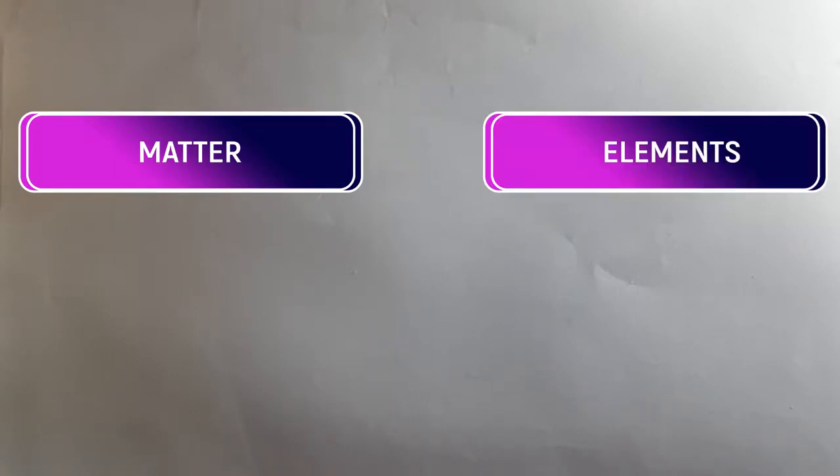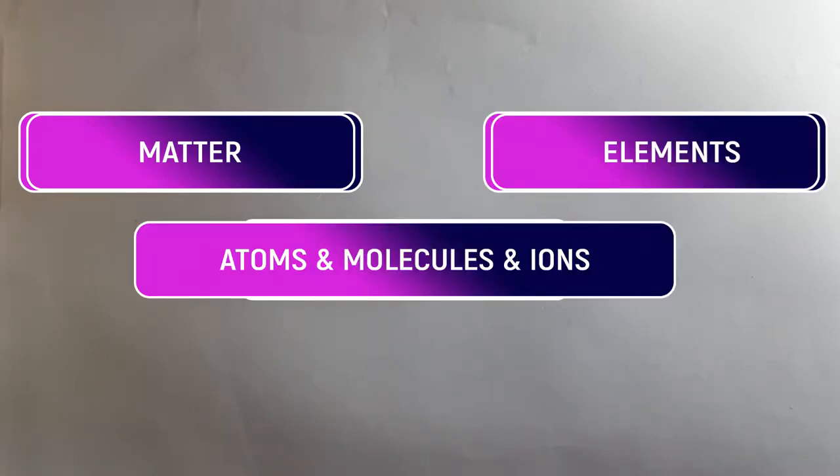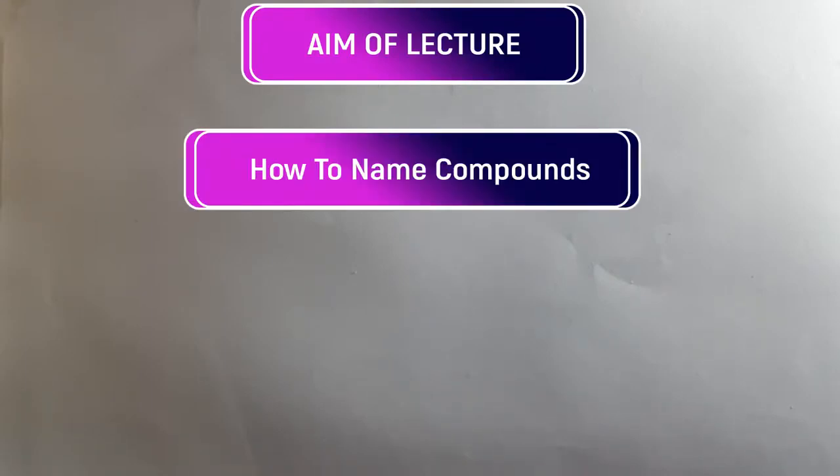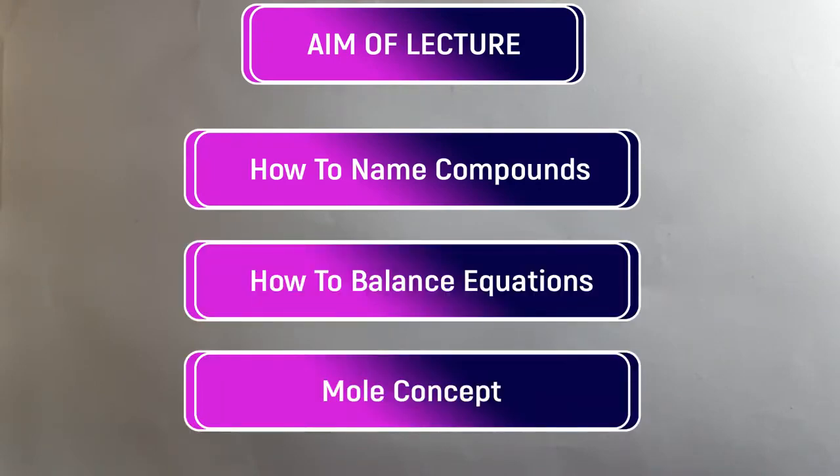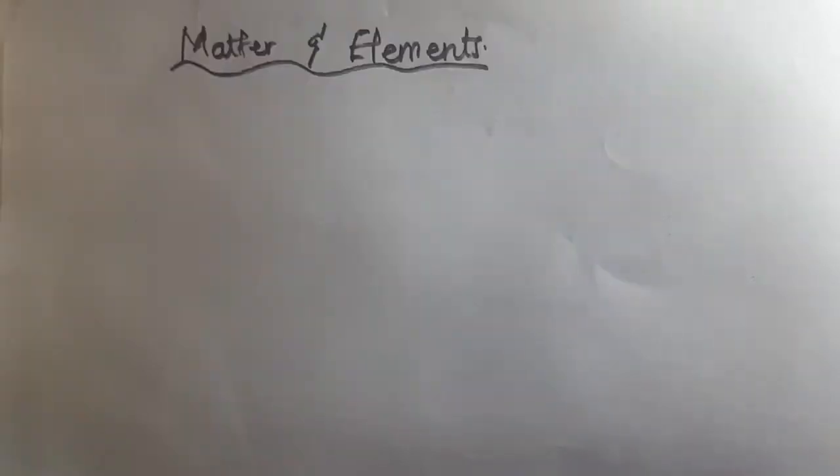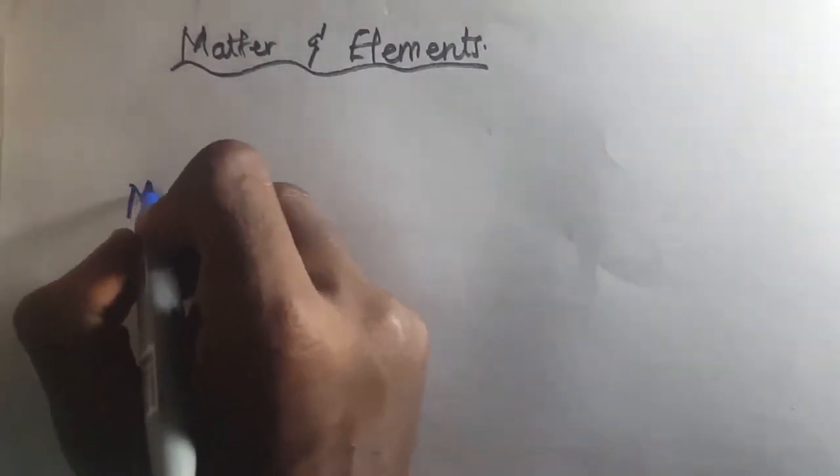Okay, welcome to this class. In this class I'm going to talk about what matter is, what elements are, what atoms, molecules, and ions are, and so on. This series of lectures is the basis to understanding how to name compounds, how to balance equations, and more concepts. Most students have issues with this topic, but if you have the basis, understanding those will be very simple. Okay, so first of all, matter.